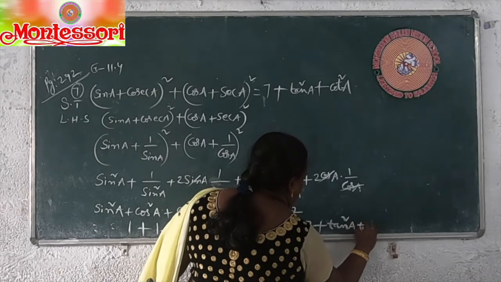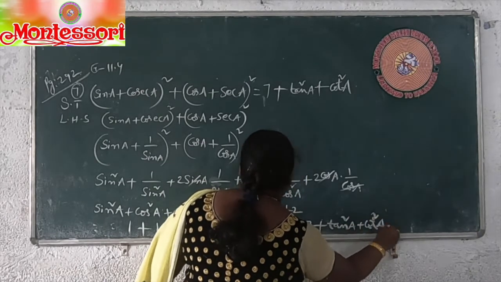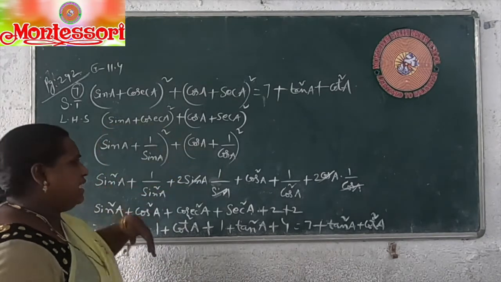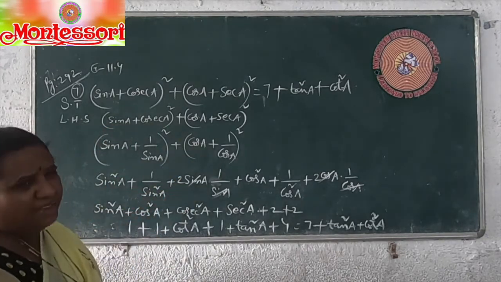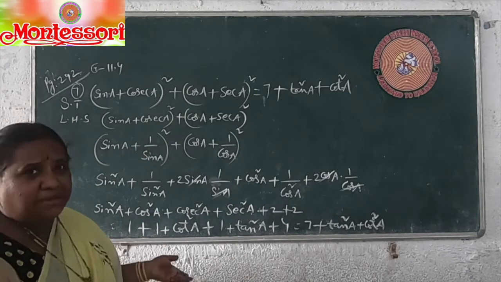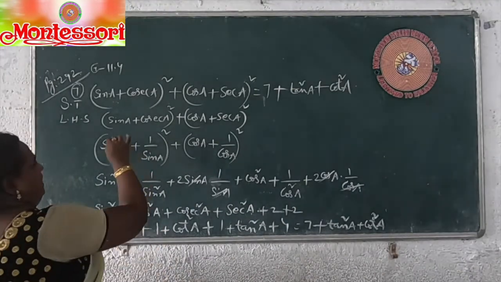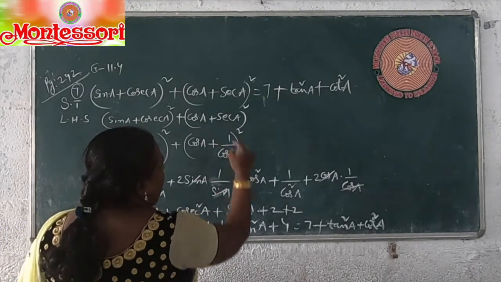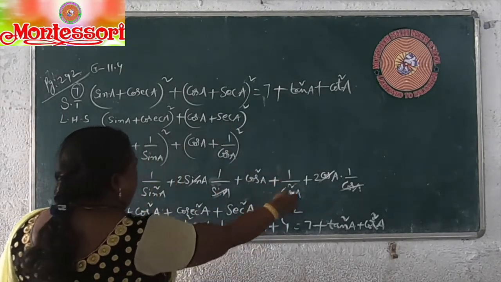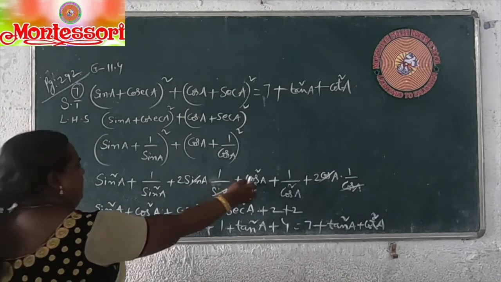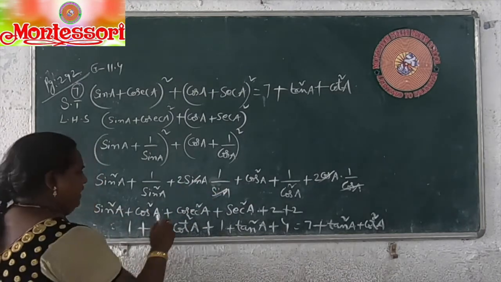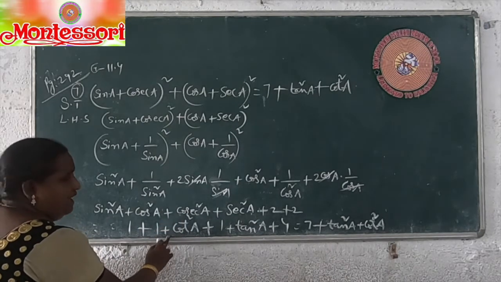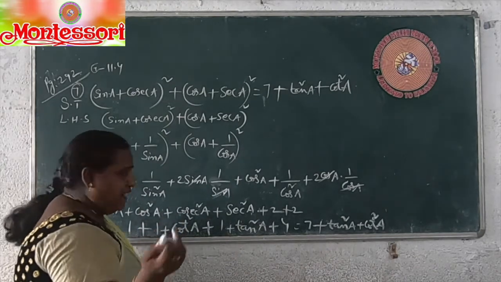Actually, here you need not write like this. Directly the (A plus B) whole square formula you can apply, and it will be easy to cancel, because cosec A means 1 by sin A. So once again children, (A plus B) whole square is A square plus B square plus 2AB. We cancel. After that sin square A plus cos square A, we know that it is an identity, and 1 by sin square A is cosec square A. That I am writing as 1 plus cot square A. This is also an identity.